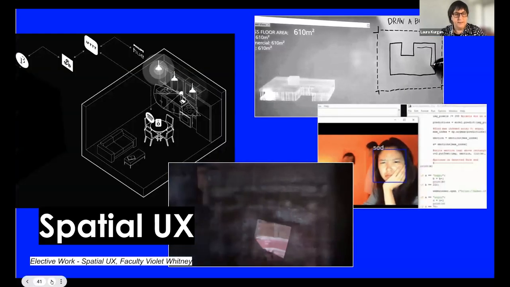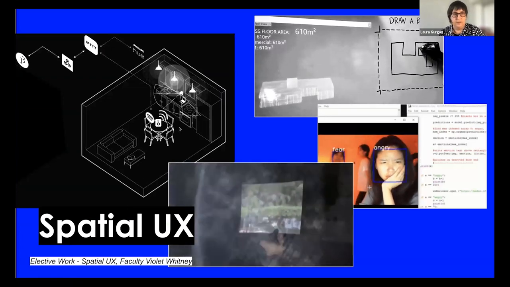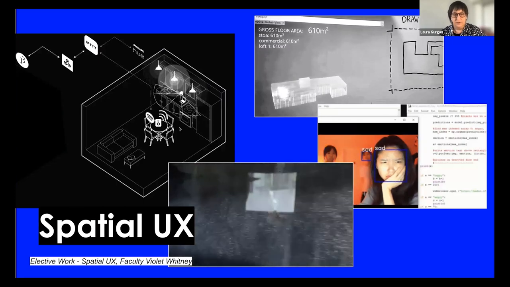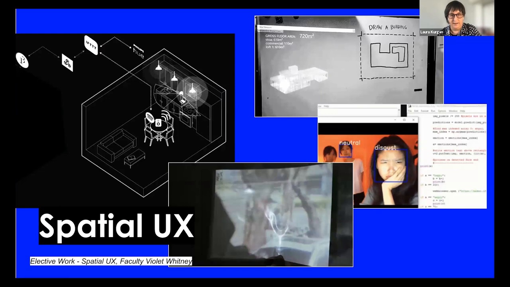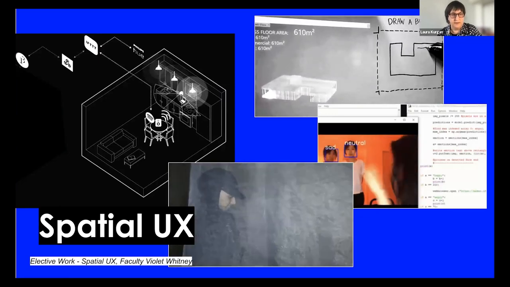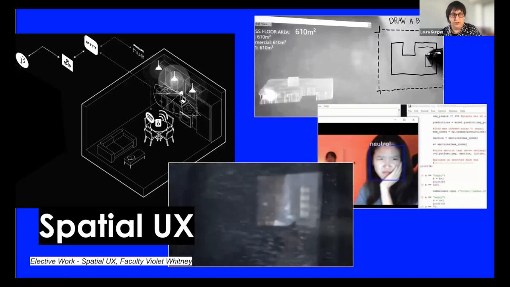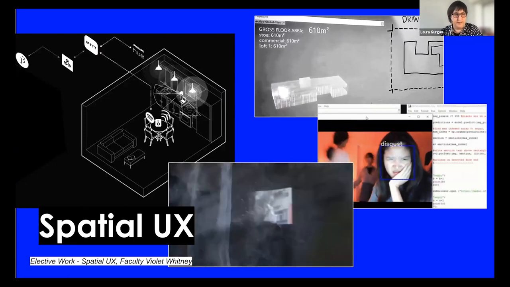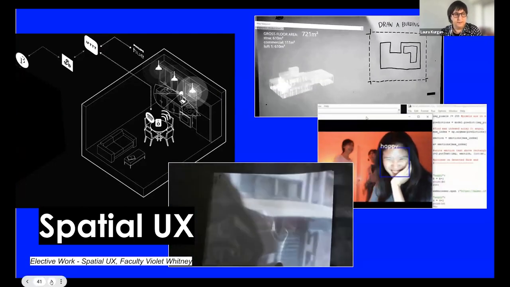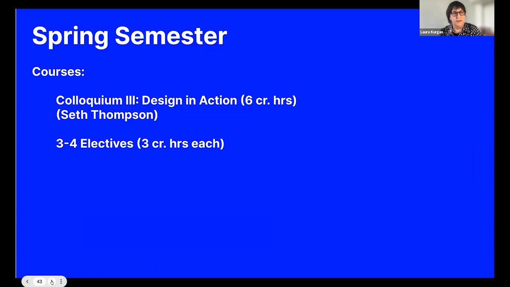So this is Violet's class, which is spatial UX, really trying to think beyond the screen. She has a whole periodic table that she's devised about the kinds of sensors that are already in our environment and the ways in which we can use them creatively and critically to understand all of these things. And this is a little bit of the work from Jia Zhang's data visualization class.